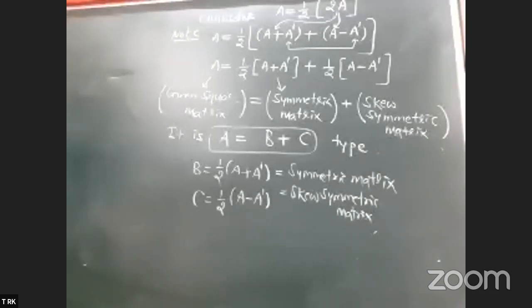So, take an example and try it yourself. Take 1 2 in the first row and 3 4 in the second row, then express A in terms of the sum of a symmetric and a skew symmetric matrix.